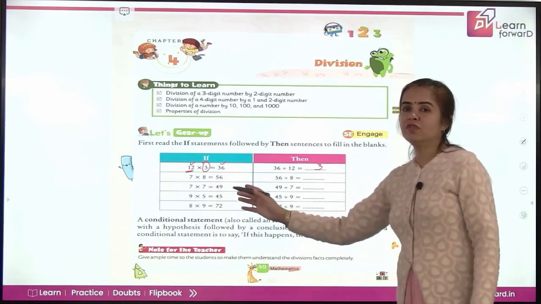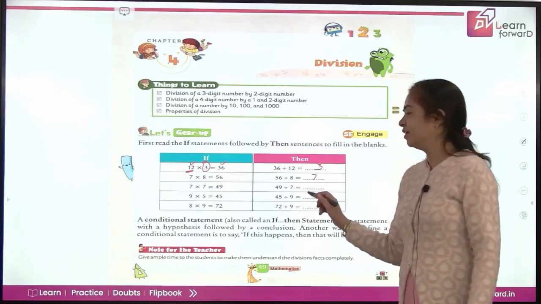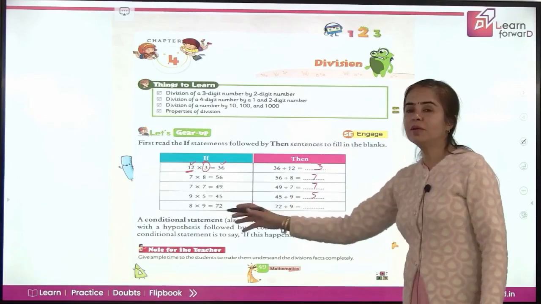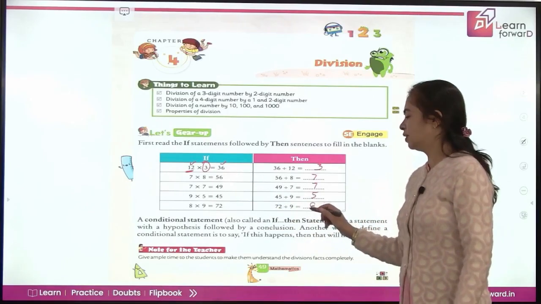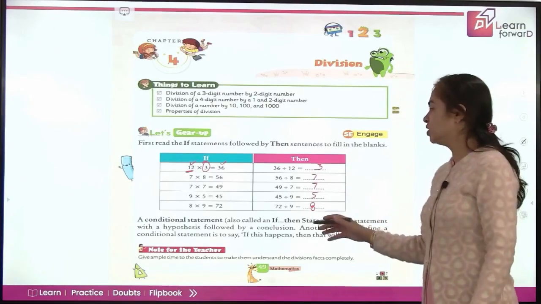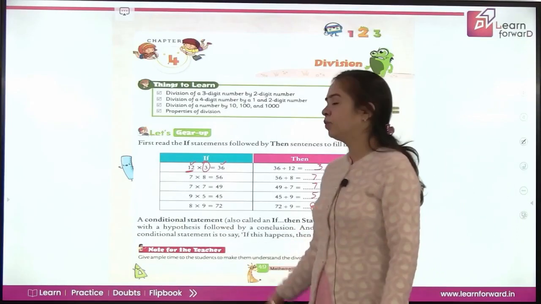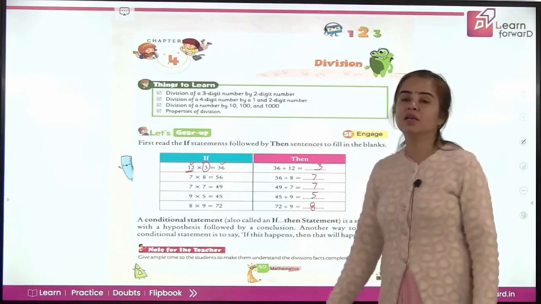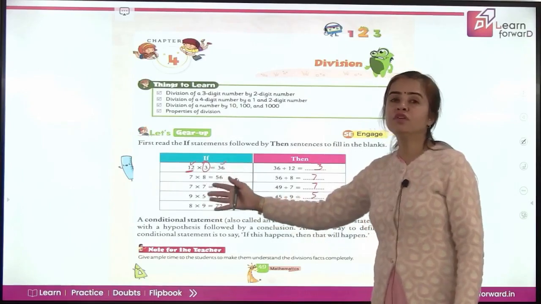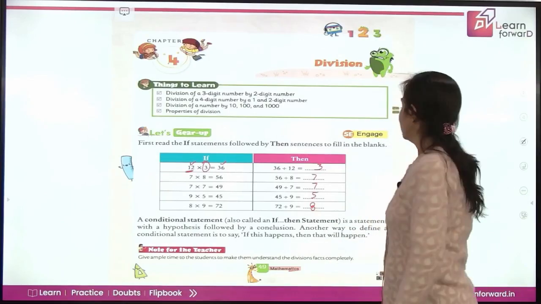7 times 8 is 56. So 56 divided by 8 is 7. And here you get 7. What do you get here? That is 5. And here from the multiplication fact, you get 8. So this was a gear up exercise, and a conditional statement, also called the if-then statement, is a statement with a hypothesis followed by a conclusion. So you have a hypothesis here, you have a multiplication fact here, from which you conclude this division fact. So this is your conditional statement.